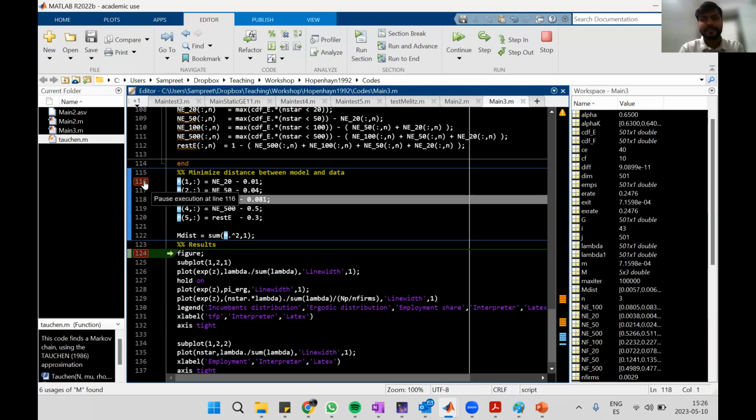So instead of Tauchen, if you use Rouwenhorst in the Markov chain process, I don't know if MATLAB has it. So, I can send you the code for Rouwenhorst. Oh, you're using it? Yes. And what did you find?